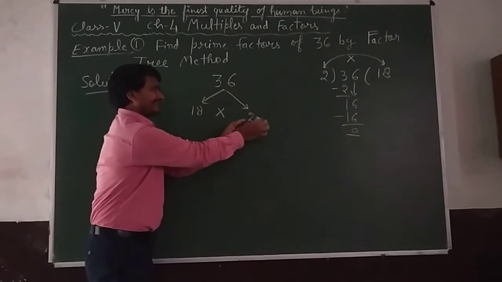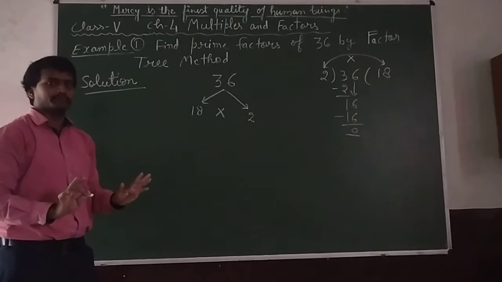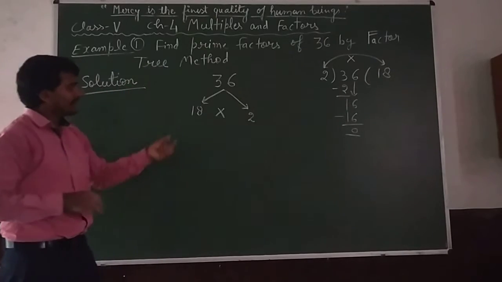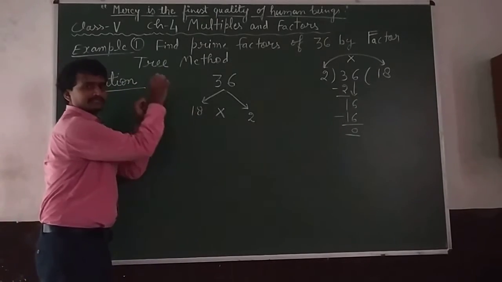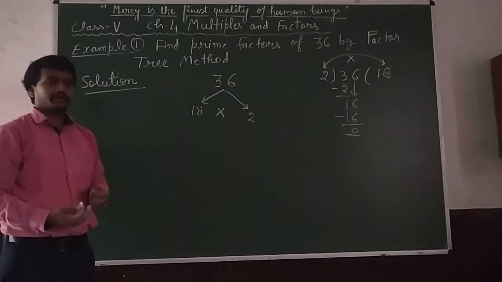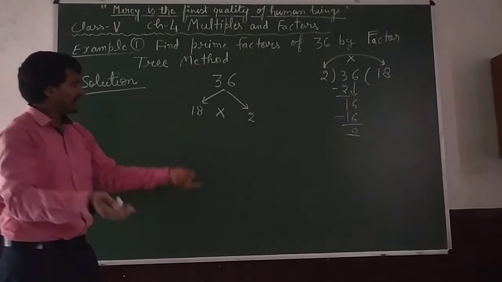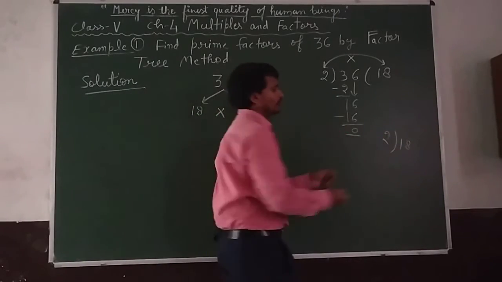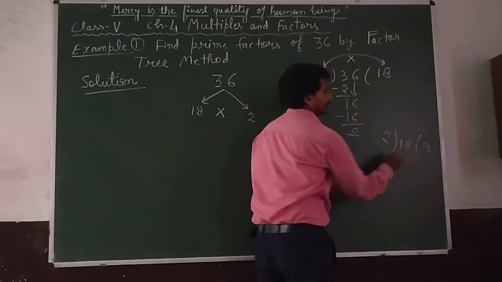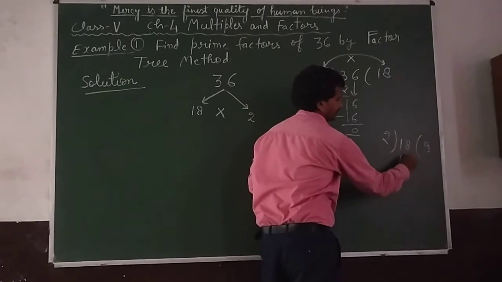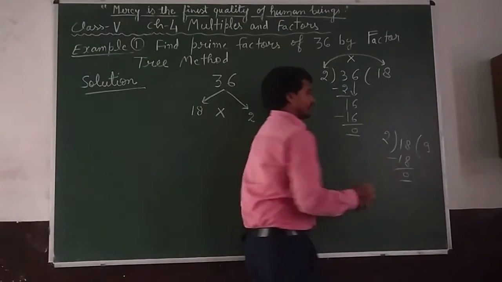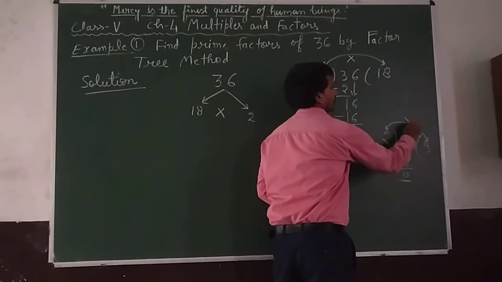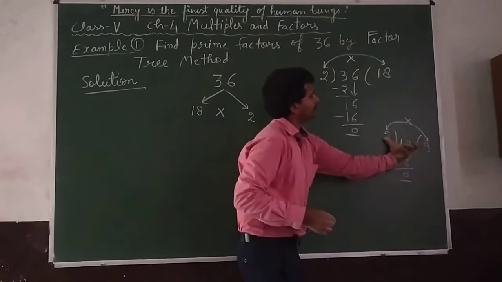Next, since 2 is the smallest prime number, there is no need to break it further. So now we will continue to break this. Again, 18 is an even number. So if we divide 18 by 2, then how many times? 9 times, because 2 9s are 18. That means we can write 18 as a multiple of 2 and 9.